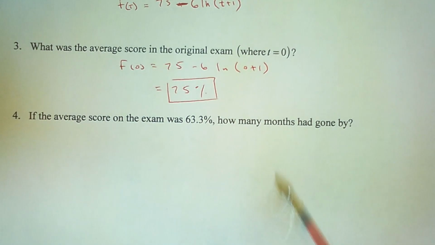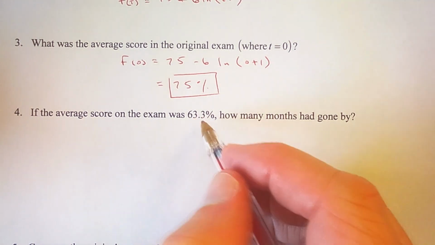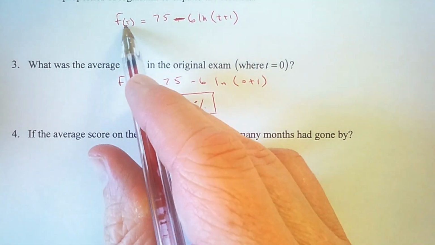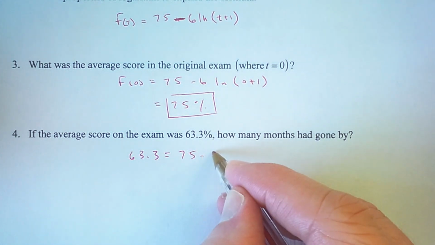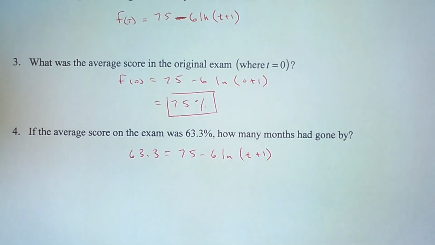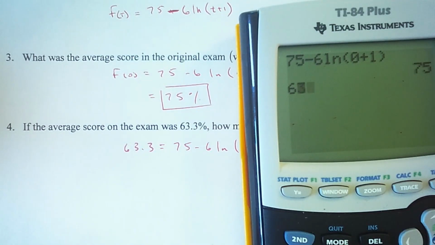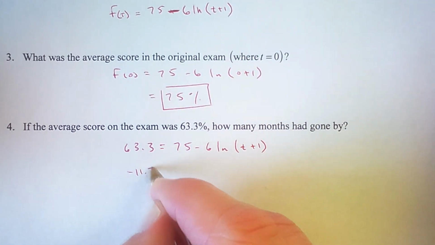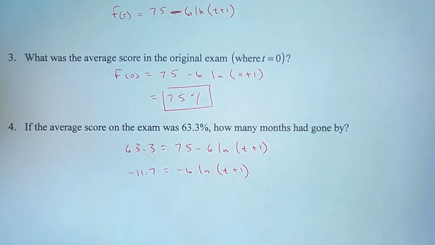Okay, so the average score on the exam later on was 63.3%. How many months will have gone by? So now the average score, which is f of t, is 63.3 equals 75 minus 6 natural log t plus 1. Now to solve this, we can start by subtracting 75. So we've got 63.3 minus 75, which is negative 11.7, equals negative 6 natural log t plus 1.